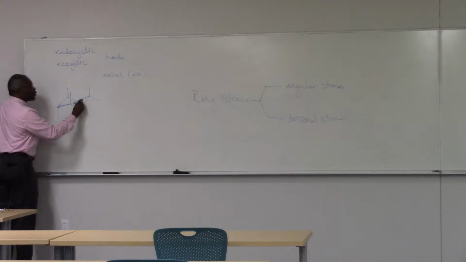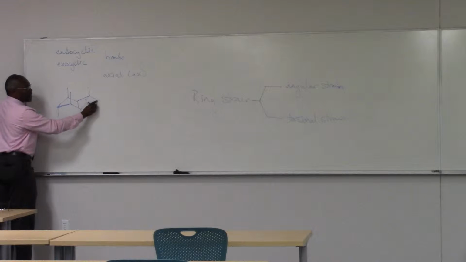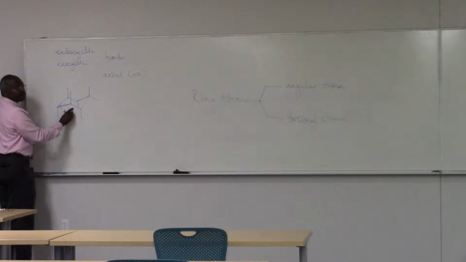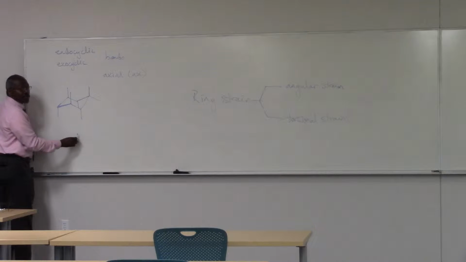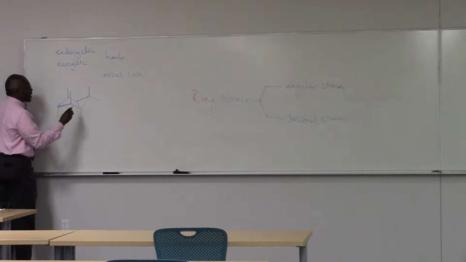Endocyclic bond 2 positions away. This and that are parallel, as are this and that. Equatorial is parallel to the endocyclic bond 1, 2 positions away. Where is my equatorial here? Well, if my axial is down, equatorial is pointing up, and parallel to the endocyclic bond 2 positions away.